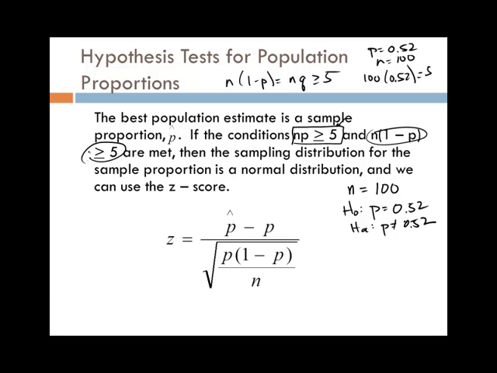That's 52. And is 52 larger than 5? Yes, it is. And then if I was to take 100 times 100 minus 100% minus p, that would still be large enough. That's still bigger than 5. So that's the thing that you would want to check there. And then assuming that those work, we can say that the sampling distribution for the sample proportion is normal or close to normal, and we can use the z-score.